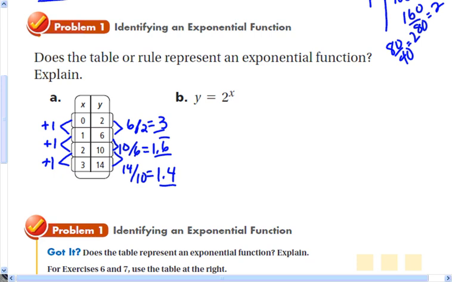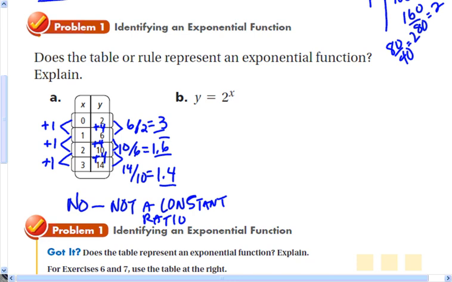And we can tell actually that we're adding 4 each time here. So this is a linear function, not an exponential. No, there is not a constant ratio.